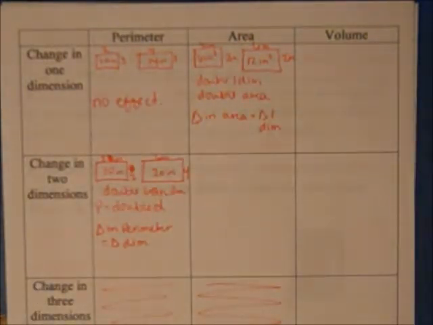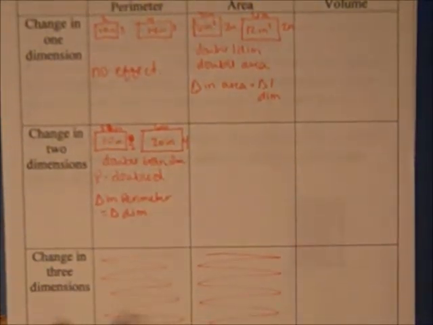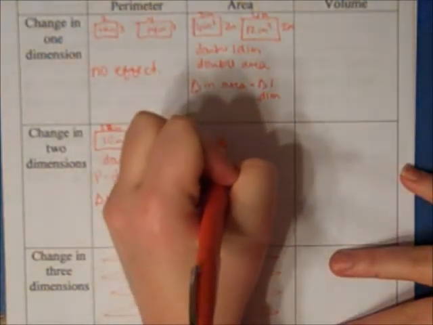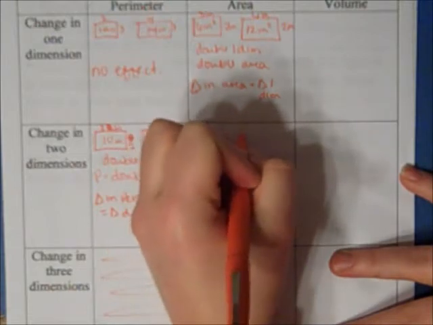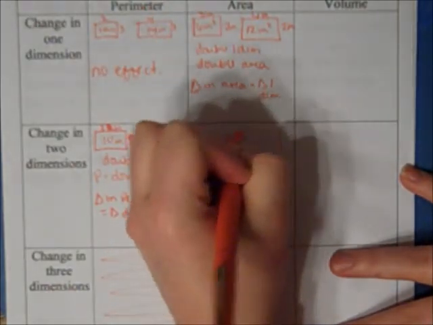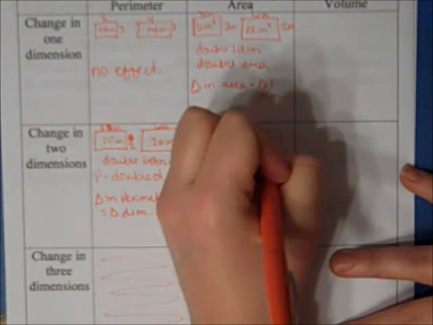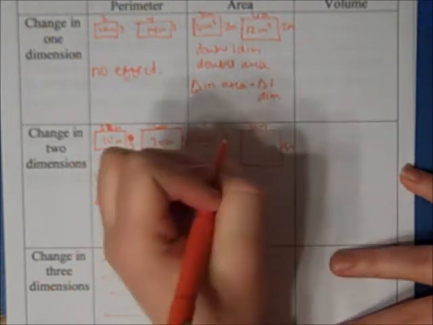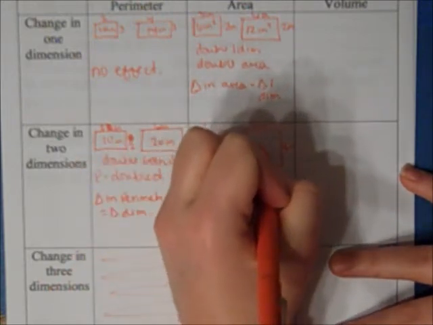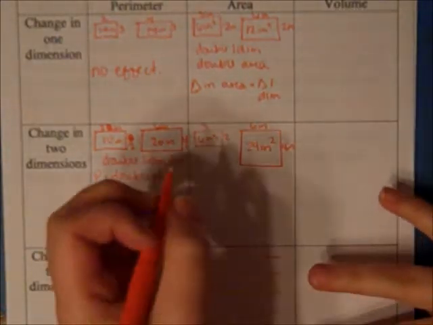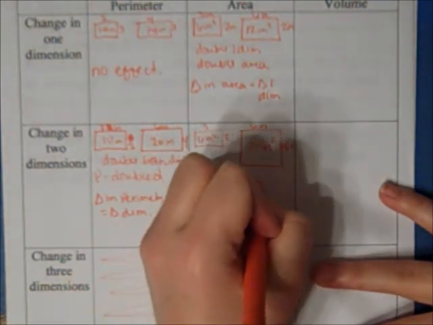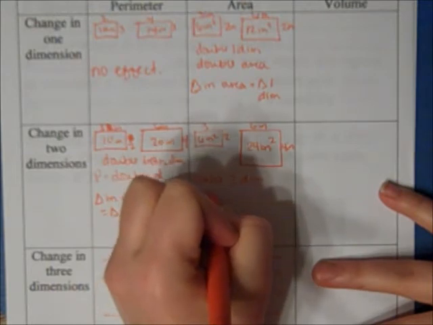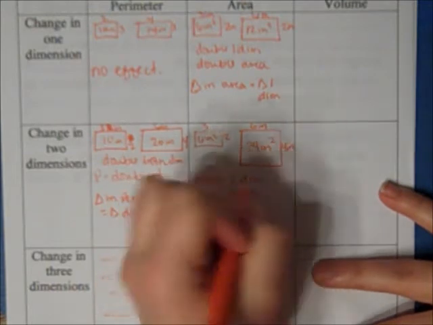Okay. Now let's look at what happens when I change both dimensions. So I'm going to redraw my diagram. I'm still going to double this to be 6 inches. Now I'm going to double this to be 4 inches. So now the result is 24 inches squared. So let's write what I did. I doubled two dimensions and I quadrupled the area.